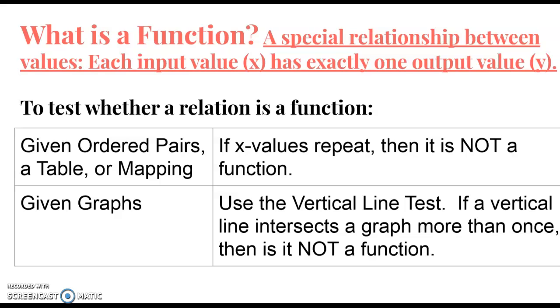And the easiest way to see this on a graph is to make sure it passes the vertical line test. So what the vertical line test was, remember, if you draw a vertical line, it should only touch the graph once because it should only have one x value. The x value should not repeat.